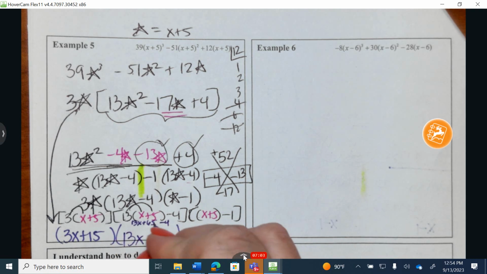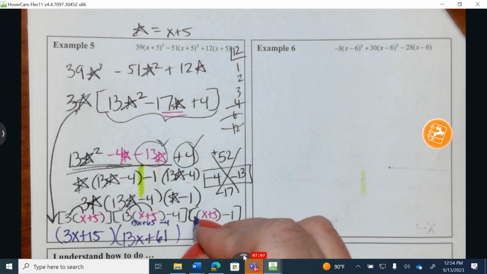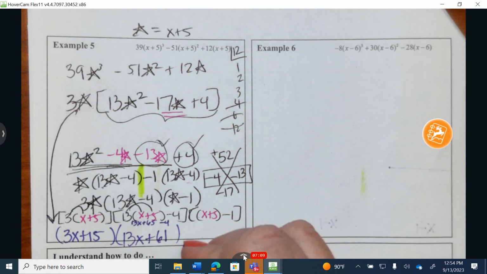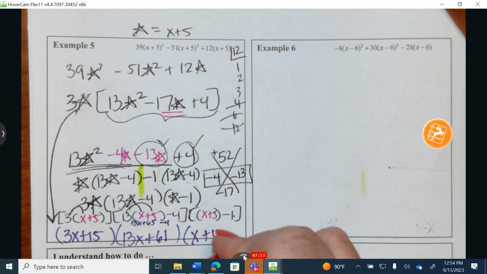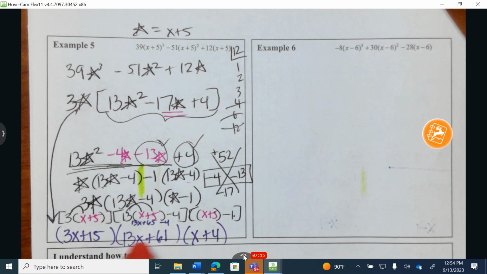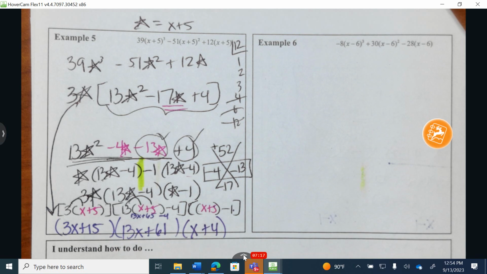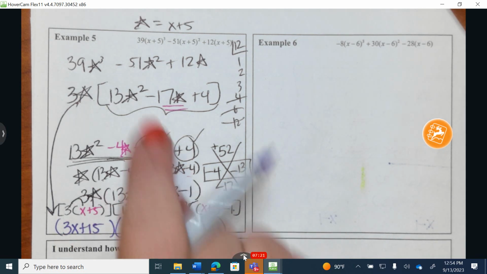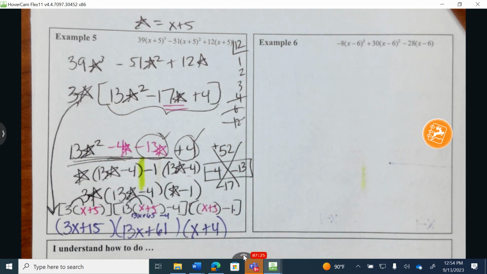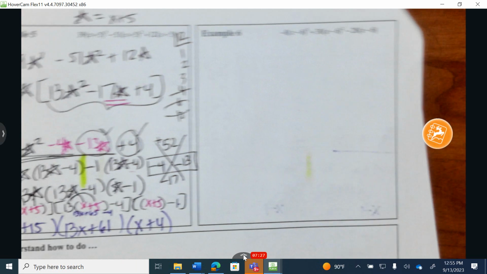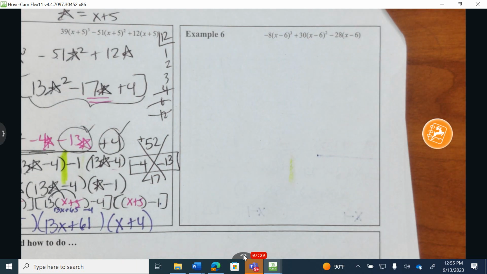So 13x, if I take 4 away from 65, and then there's just a hidden 1 to distribute, that doesn't do anything. So I have x, and 5 minus 1 is 4. I have 3 quantities below, referred to as factors. So I have my 3 factors. This is equivalent to this original expression. It's just been restructured. Let's look at example number 6.